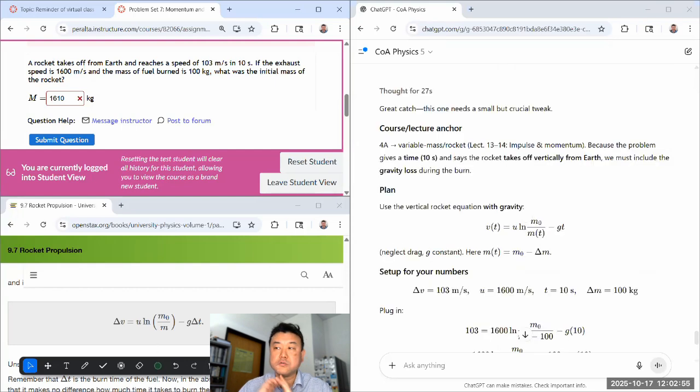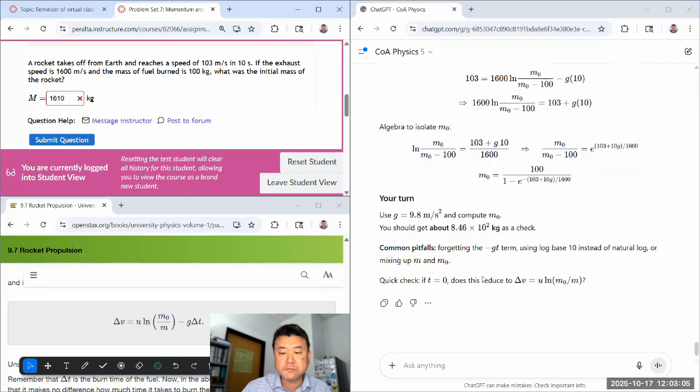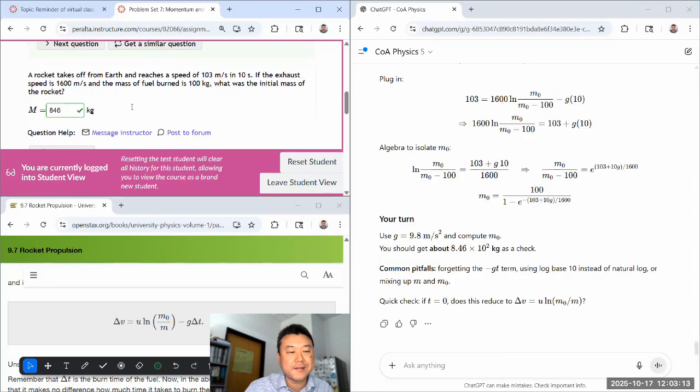You can actually do this question without the rocket equation. You can just do it using conservation of momentum, and you just include the correction from the external force of gravity. You can do it that way. The numbers end up being pretty close. Yeah, still doing the thing that I don't want it to do.